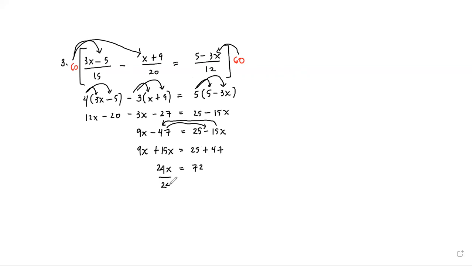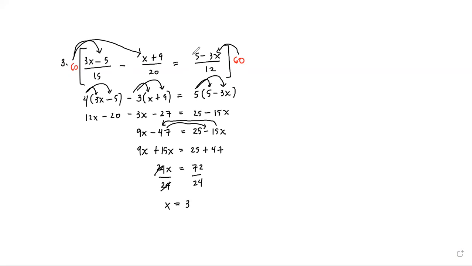And then dividing both sides by 24, this will give us x is equal to 72 divided by 24, which is positive 3. So again, to check if this is correct, we shall substitute 3 to every occurrence of x in the original equation, and the left side and the right side must be proven to be equal.